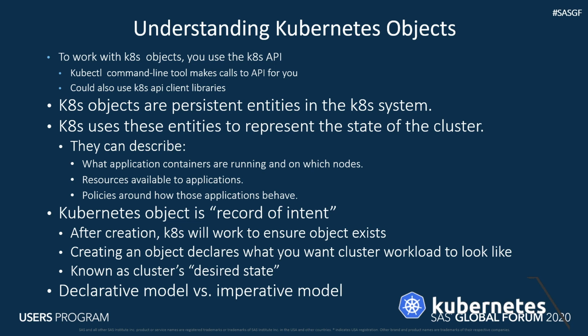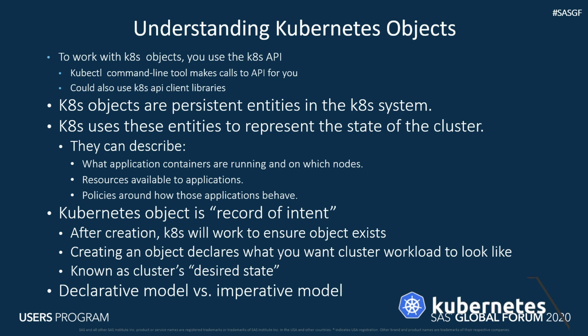Kubernetes objects are persistent entities in the Kubernetes system, meaning that they are persisting out there based on the description, the way they should be in the YAML file. Kubernetes uses these entities to represent the state of the cluster. They can describe, for example, what application containers are running on which nodes, what resources are available to them, and policies around how these applications behave. A Kubernetes object, you can think of it as a record of intent, meaning this is what I want to have when it is in place in the Kubernetes system.